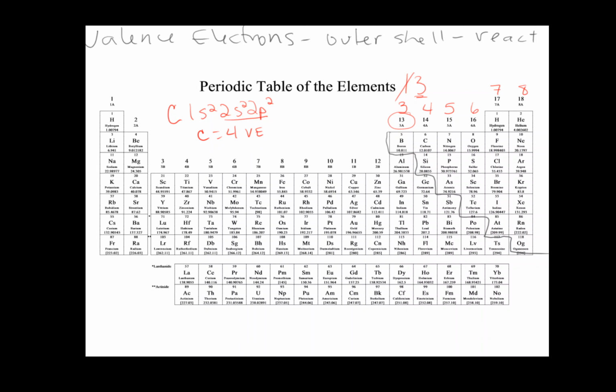Those are the ones that I'm allowed to use. The same could be said of all the others. So all of these are in the n equals 2, the n equals 3, the n equals 4, and so on. And then, of course, hydrogen and helium would be in n equals 1. So those are the valence electrons.